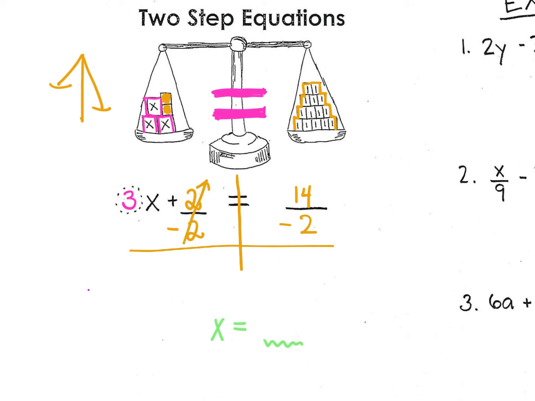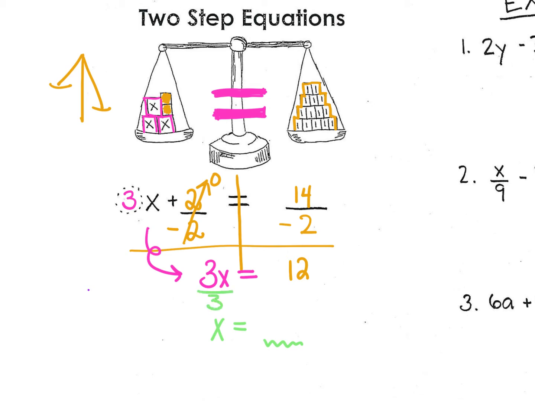These 2's, 2 minus 2 is 0. That's gone. 14 minus 2 is 12. All I'm left with on the left side now is this 3x, and I still have my equal sign. From here, we are down to 1 step. We have 3 times x, and to get x by itself, we're going to divide by 3.